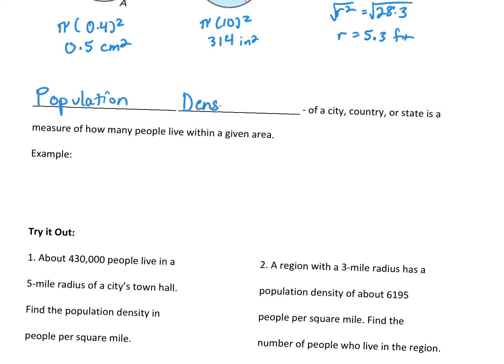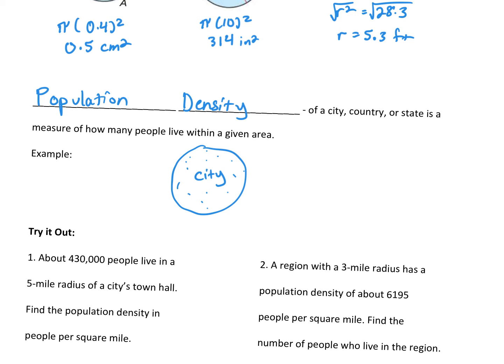Next is population density. So a population density is just saying how dense is a population of a city, country, or a state in a certain area. And usually that area is a circle. So imagine you have a city and here's all the people within the circle.